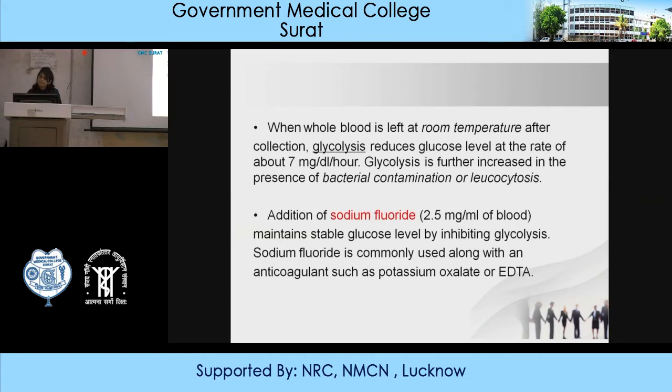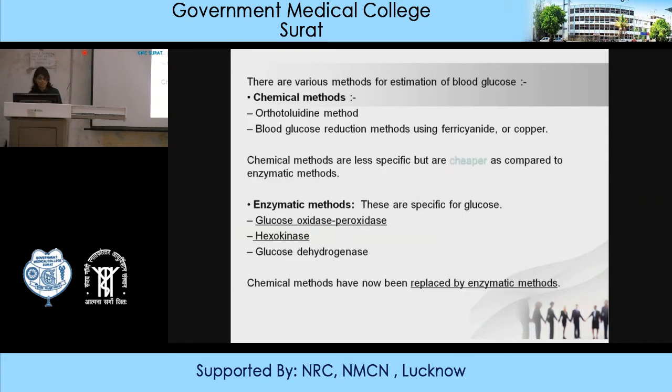Right? So which is the anticoagulant used here? It is addition of sodium fluoride, that is 2.5 mg per ml of blood, which maintains stable glucose level by inhibiting glycolysis. So sodium fluoride is commonly used along with other anticoagulants such as potassium oxalate or EDTA. Till here it is clear about collection. Now let's go to methods of estimation of blood glucose.